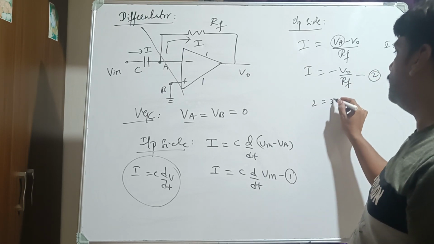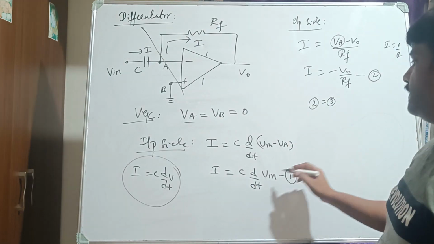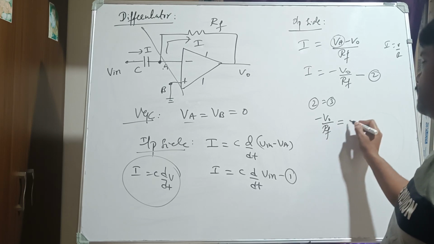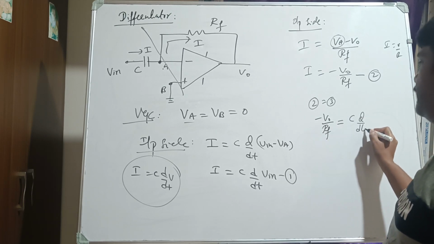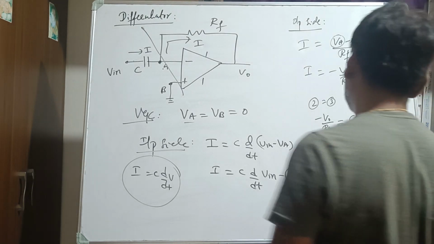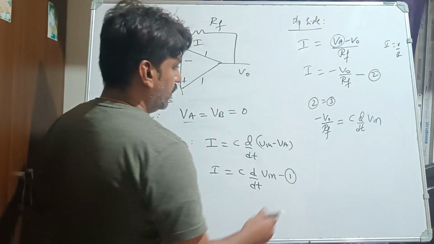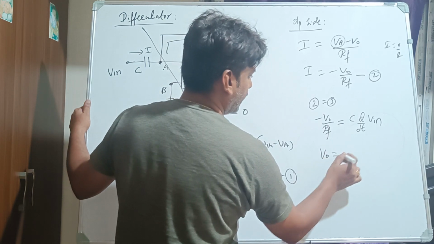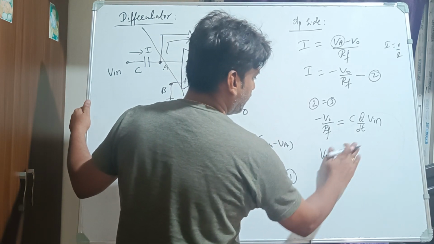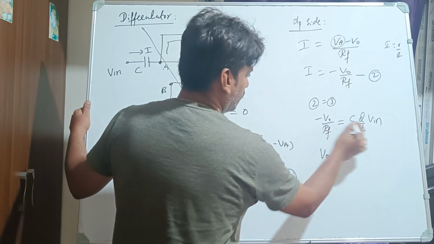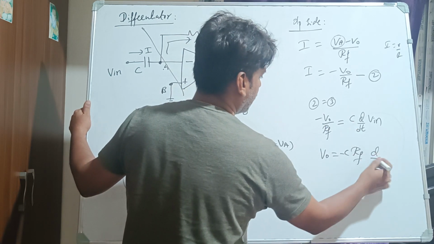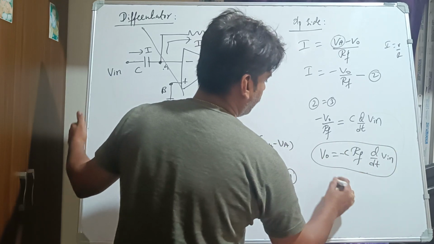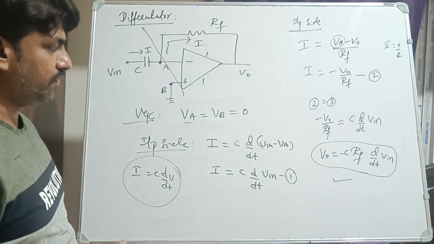Next, I will equate equation number 2 to equation number 1. So here what you will get is minus V output divided by RF is equal to C multiplied by d by dt of V in, right? Since it is a differentiator, d by dt of V in. Suppose I want V output, we can write minus C into RF multiplied by d by dt of V in. So this is the differentiator output expression, right?